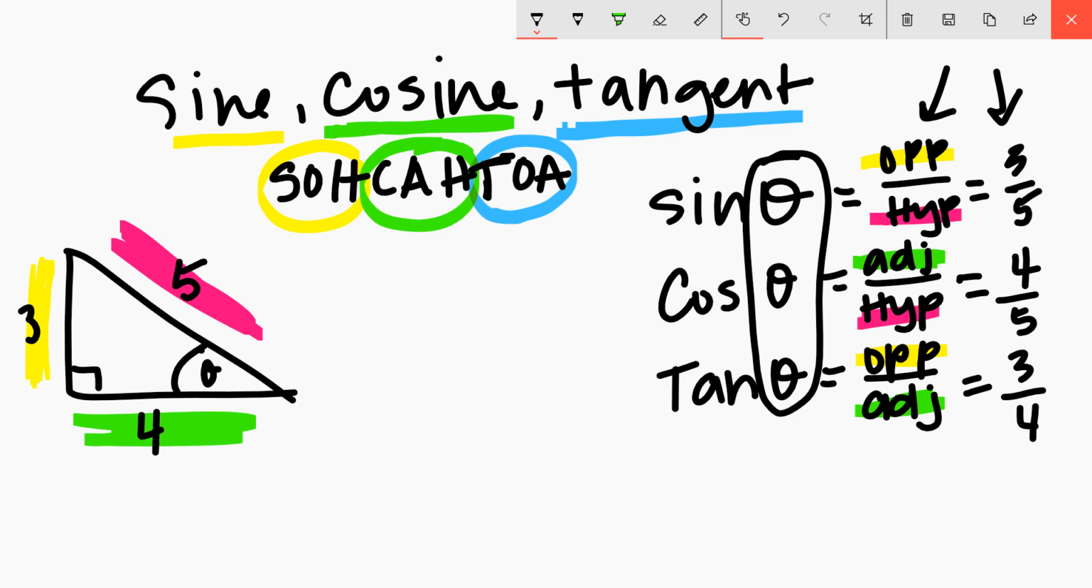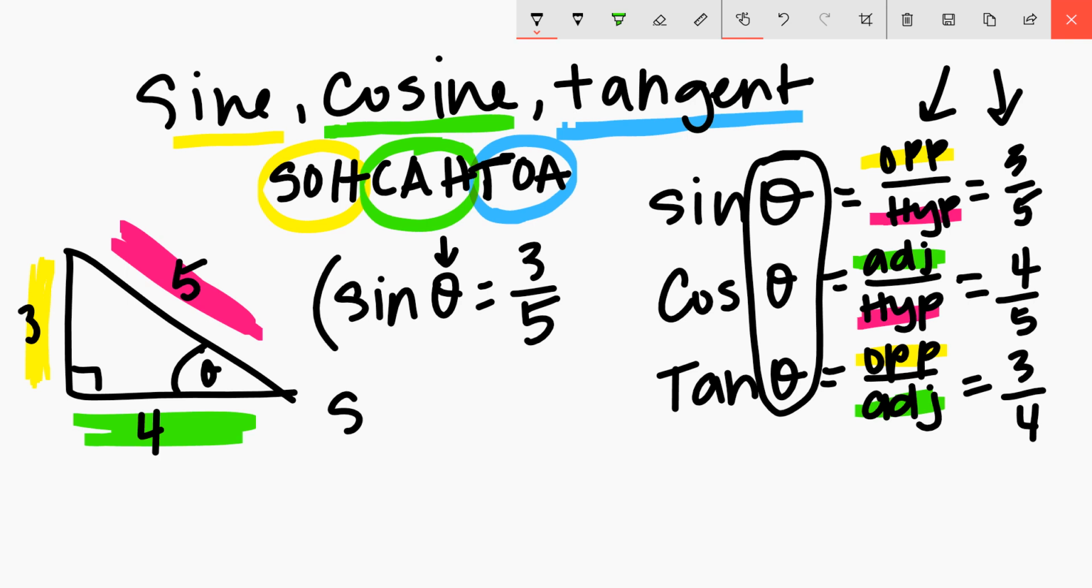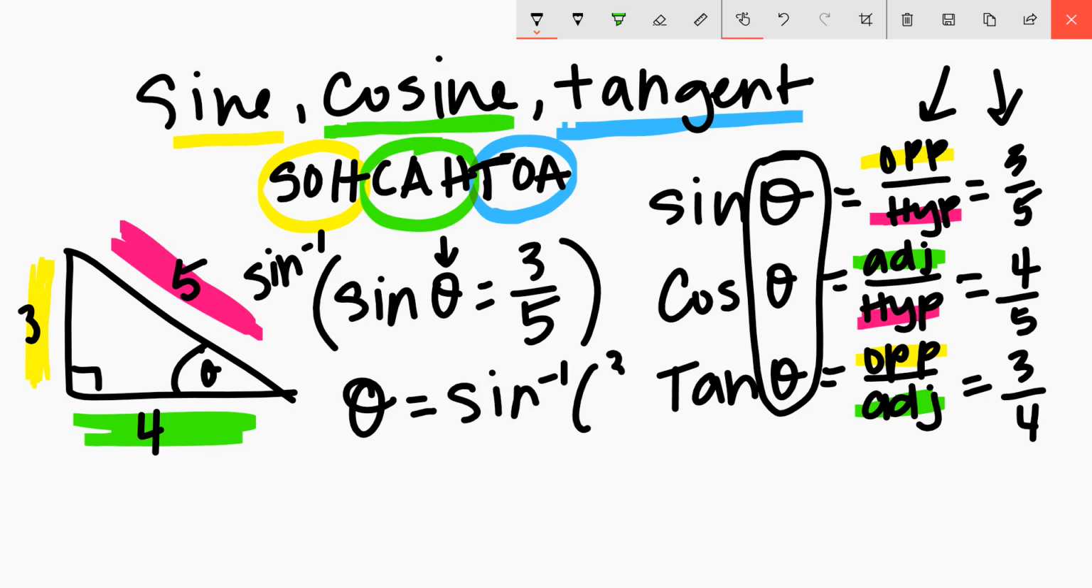Since I know that sine theta is going to be 3/5, and I want to solve for theta, what you're going to do in your calculator, you would take the inverse. So it would look like sine inverse of all of these things. That would cancel out the regular sine and leave theta equals sine inverse of 3/5.